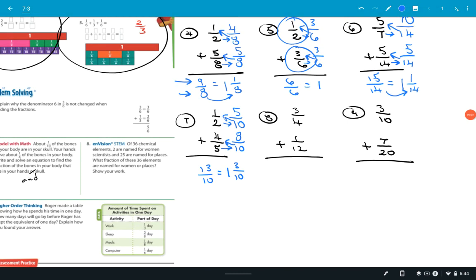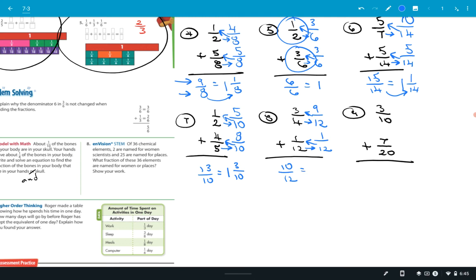All right, what's the common denominator here for number 8? We're almost done. 12. 12 goes into 12 once, and 1 times 1 is 1. 4 goes into 12 3 times, and 3 times 3 is 9. 1 plus 9 is 10 twelfths.